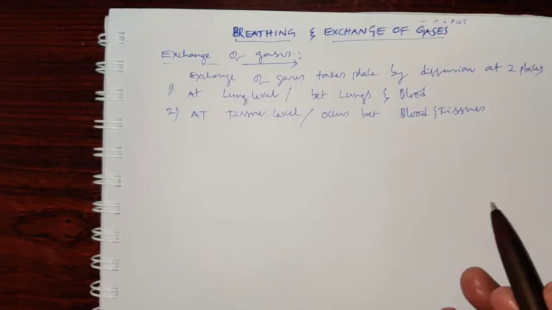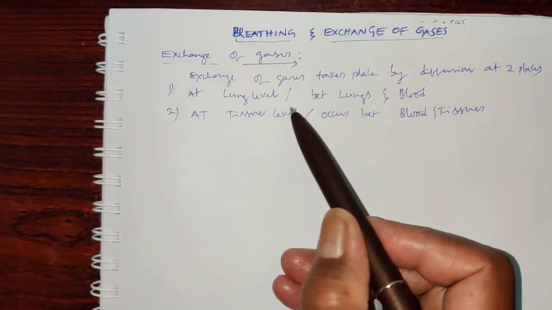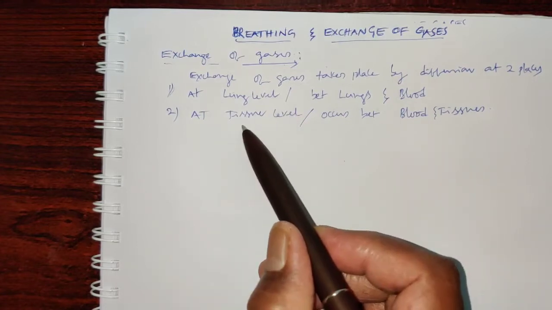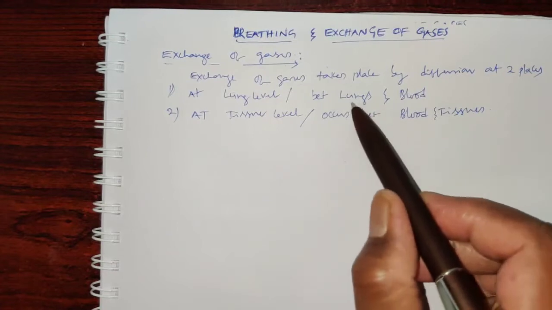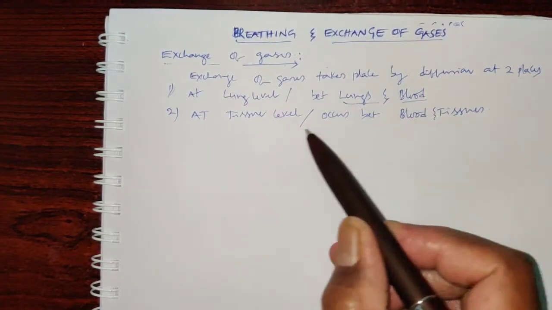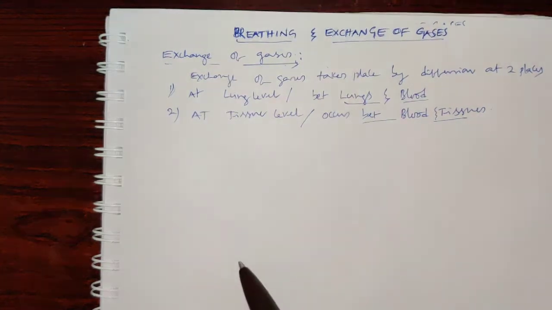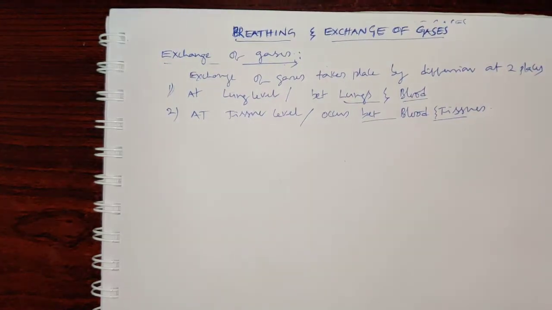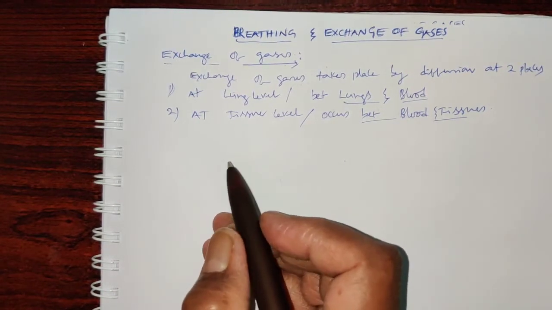Hope you all understand. So there are two levels. Level 1 is at lung level, level 2 is at tissue level. Level 1 occurs between lungs and blood. Level 2 occurs between blood and tissues. Got it? Now, how does this exchange of gases take place?